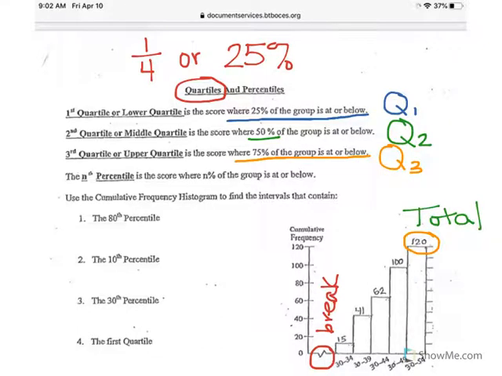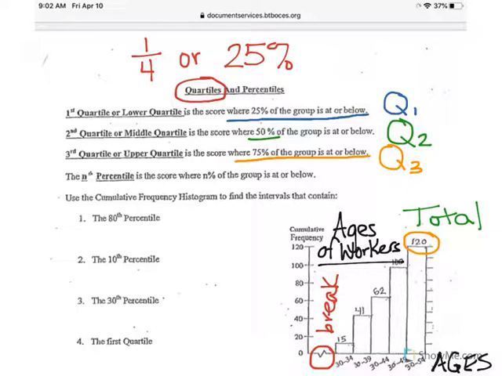And for the sake of giving this graph meaning, let's just make something up and say that this represents the ages of workers. So the ages are going to be represented on the x-axis, and the y-axis is the frequency, so the number of people in this scenario.